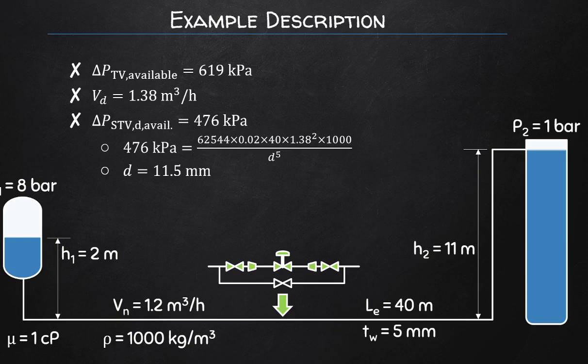Now remember, this is a calculated value. We now need to select an available nominal diameter that closely matches this result. We can either choose a nominal pipe diameter of 15 millimeter, or we can go with 20 millimeter. But 20 millimeter might be slightly too expensive, so we first test the 15 millimeter for now.